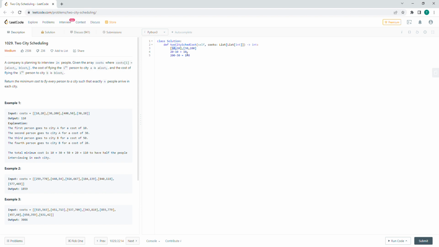So to do this, we want to find the relative cost difference, and we should also sort the array first.